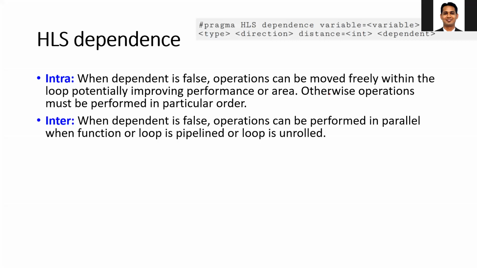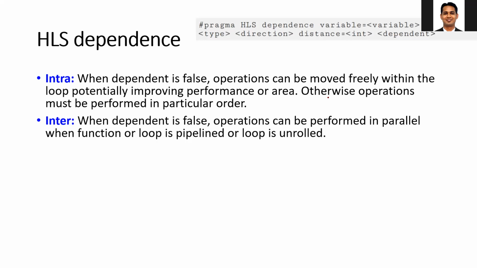So the next one is the inter-dependence. So here we are talking about the dependence between the different iterations of the loop. So when the dependence is false, that means there is no dependence between the iterations of the loop. Then the operations between the different iterations of the loop can be performed in parallel when you use the pipeline or the unroll pragmas, so that the next iterations of the loop can be started earlier, before waiting for the completion of the previous iteration of the loop.